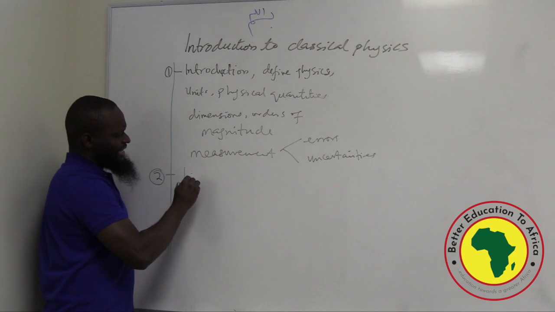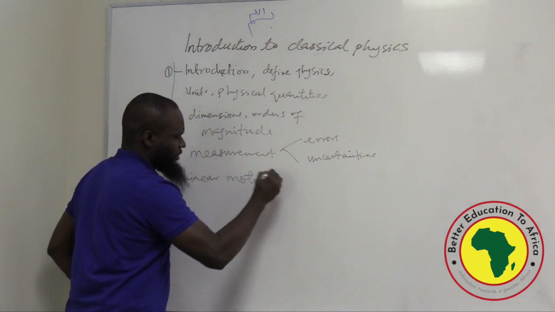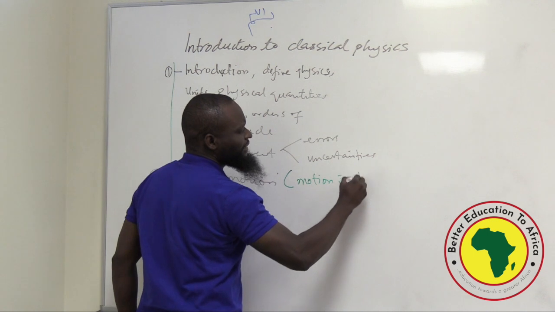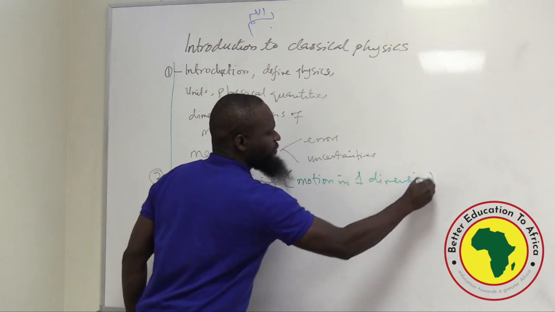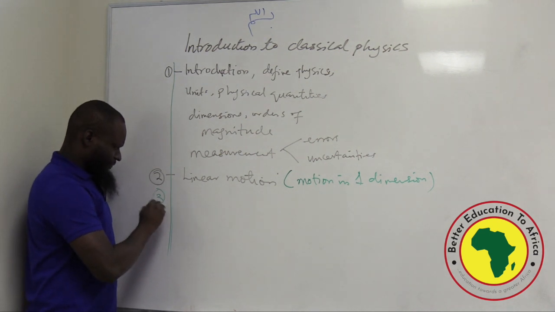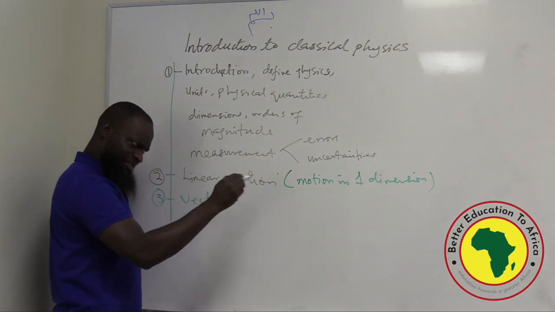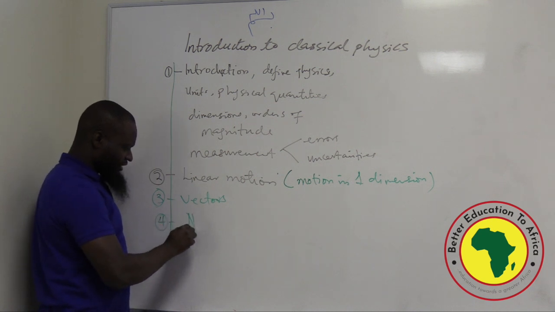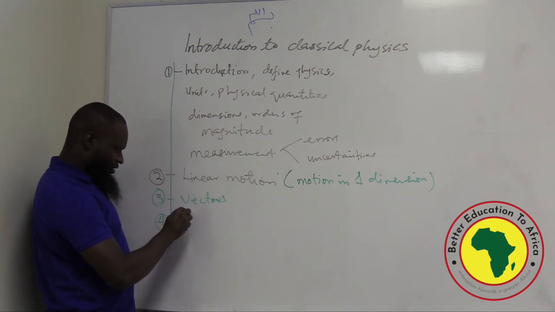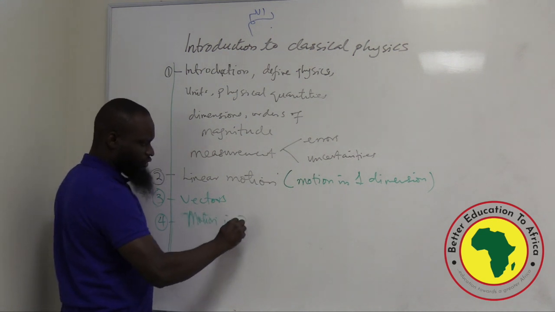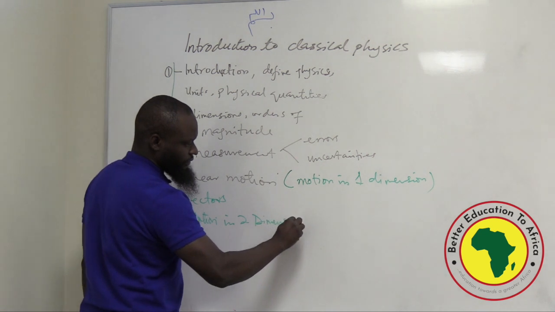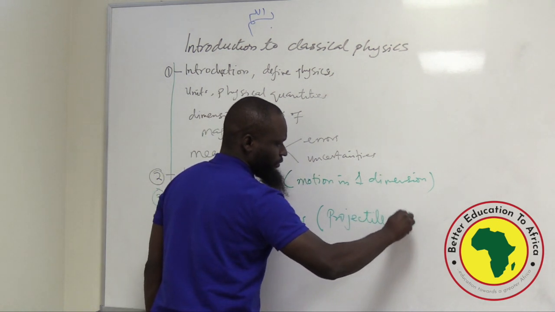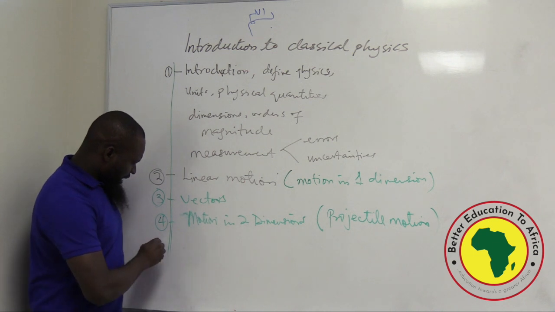We'll talk about linear motion, which is motion in one dimension. It's the simplest kind of motion. And then we'll talk about vectors, very important for understanding other parts of the physics we're going to talk about. Before Newton's laws, sorry, we'll talk about motion in two dimensions. This is going to take us to projectile motion.